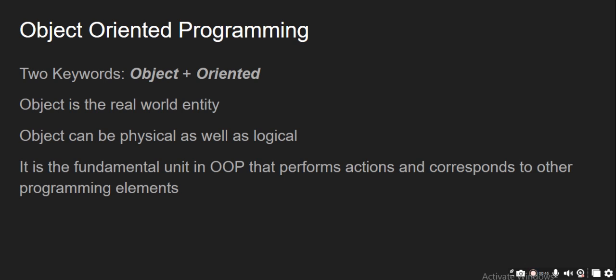Now, this is the fundamental unit in object-oriented programming that performs some actions and corresponds to other programming elements. It performs actions means it is having some task to accomplish. Okay, so it does that task by the communication with other objects, that is by message passing. So objects do communicate with each other to perform any action or the task.